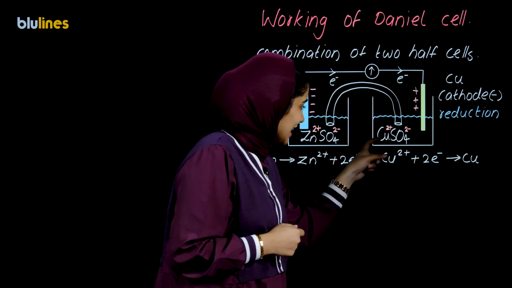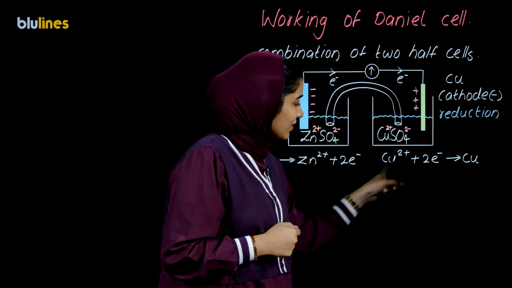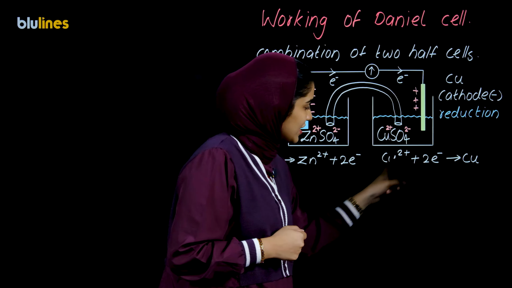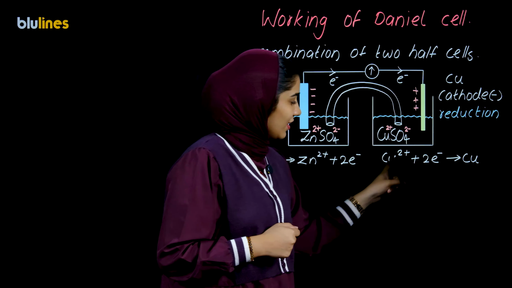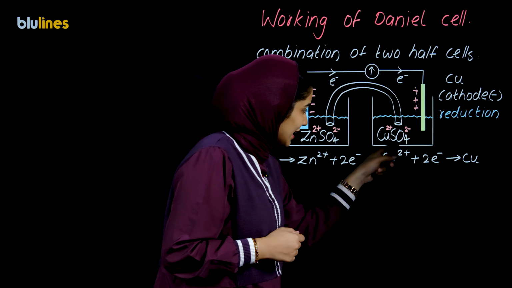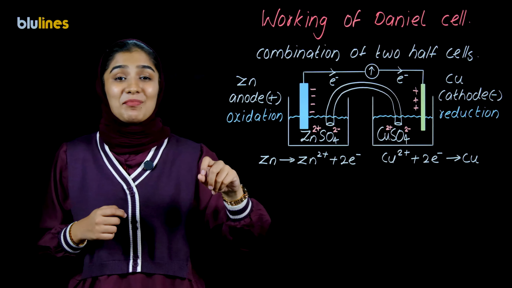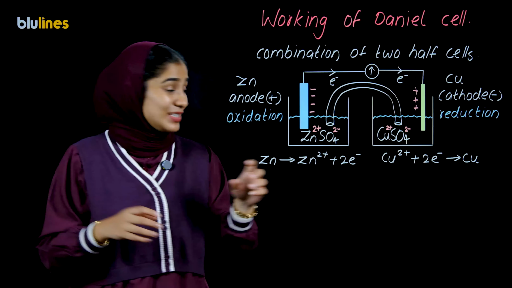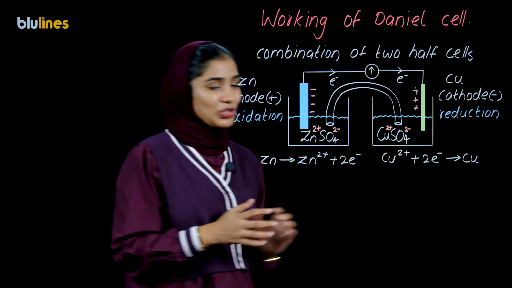And here in this case, the Cu2+ goes on decreasing because every Cu2+ gets added with 2 electrons to give Cu. So the Cu2+ amount is decreasing and the SO4 2- amount increases and hence it will act as a negative solution.